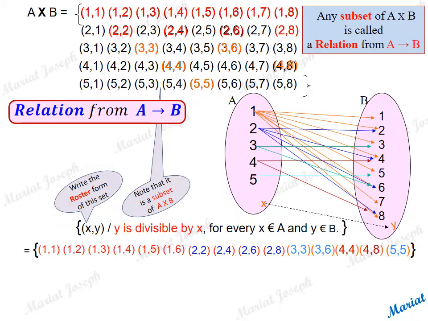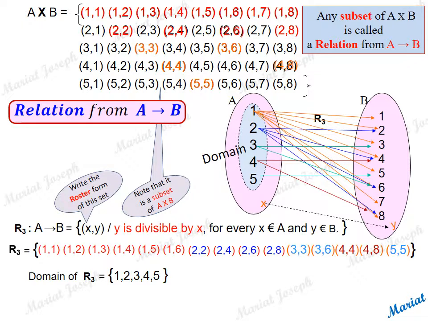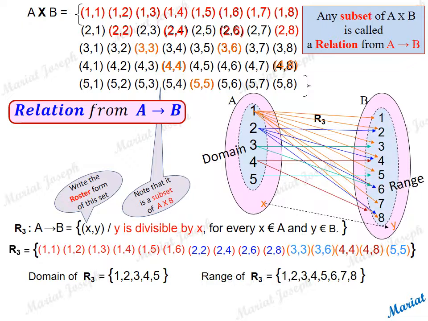And here again we got another subset of A cross B. So this is another relation, because even this R3, this new set of ordered pairs, is a subset of A cross B. Hence even this is a relation from A to B. Here the domain is the complete set A, {1, 2, 3, 4, 5}. The range is also the complete set B. All elements have become images. The codomain is obviously the complete set B.